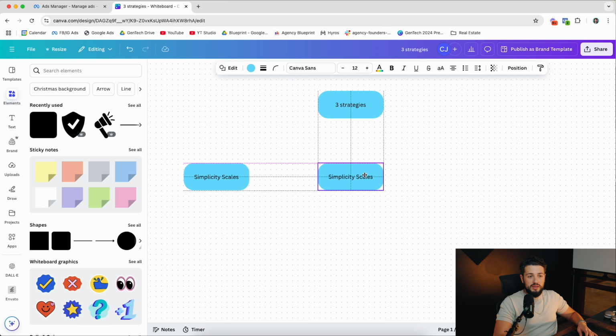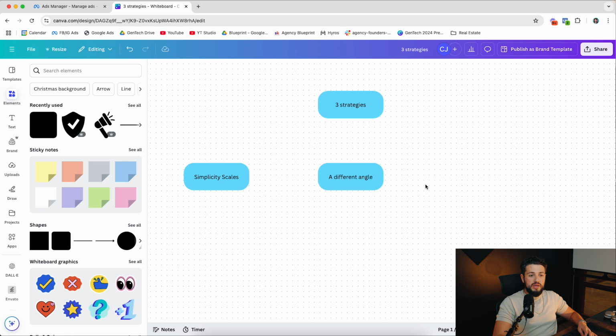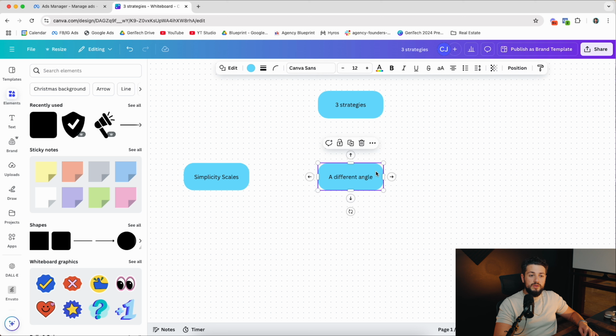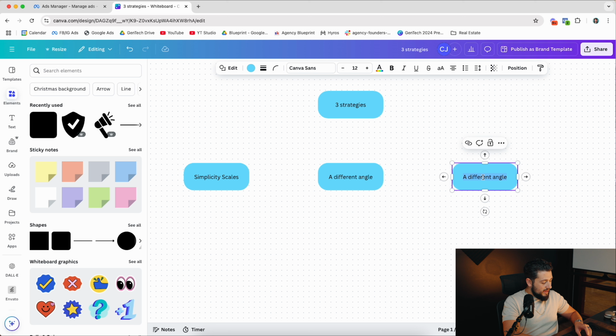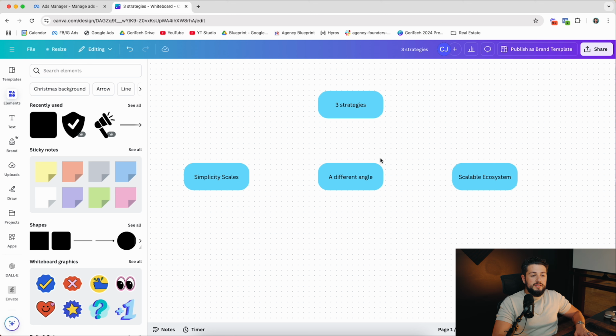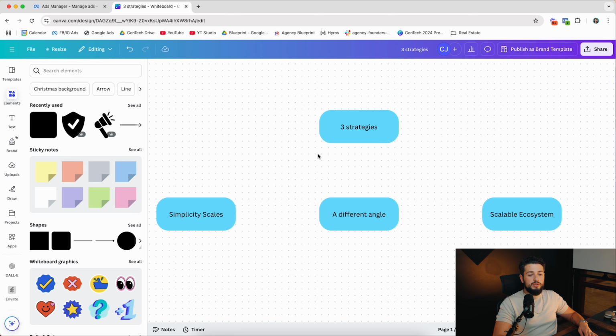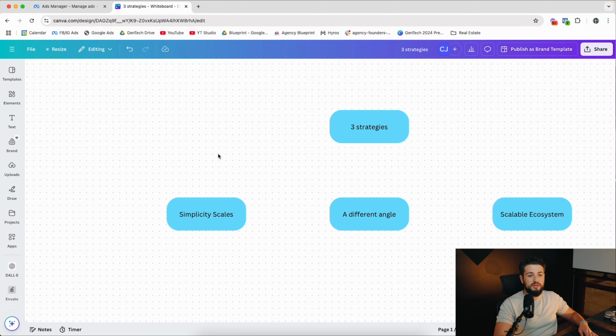The second part is a different angle, and I'll explain exactly what that means, because most people look at things very two-dimensional, and that's why you make little to no money. The people that change the game are the ones that are making the most money and all the money. And in order for you to be one of those people, you have to find a different angle. And the last thing, and to me, the most important one, is what we built is a scalable ecosystem. All right. And these are the three strategies, and I'm going to break down exactly what each one of them means, because I know, looking at this, you're like, what the hell does this even mean?